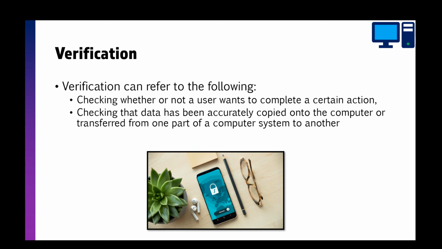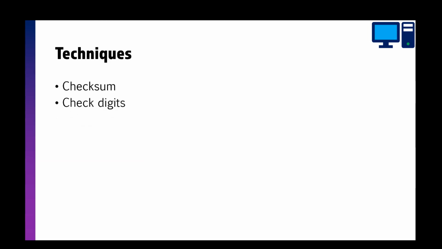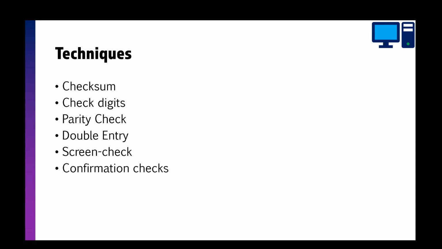So verification. Verification is checking whether or not someone wants to complete a certain action, and it's also checking that data has been accurately transferred or copied from one machine to another. It needs to be verified to make sure that it's still in the correct and intended form. Some ways we can verify are checksums, check digits, parity checks, double entry, screen checks, and confirmation checks. Now, I have gone through all these before.